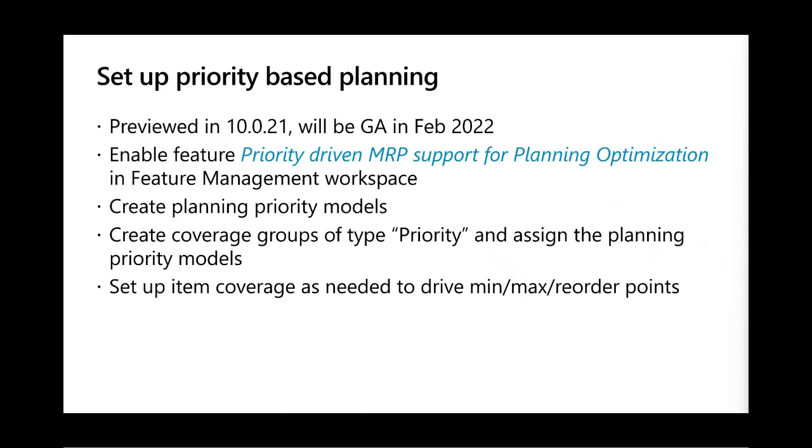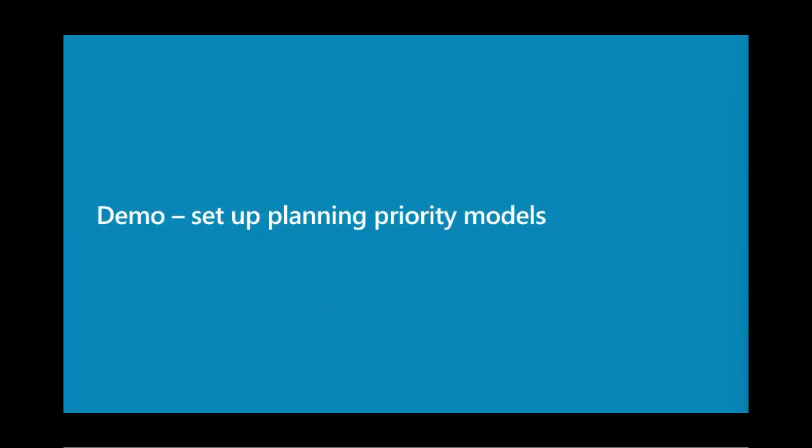Then we will create planning priority models. We will create priority coverage groups and assign those priority models. And then we will set up item coverage where we're going to use our minimum, maximum, and reorder points to drive the deeper priority calculation for warehouse replenishments. With that, I'm going to switch over to D365.